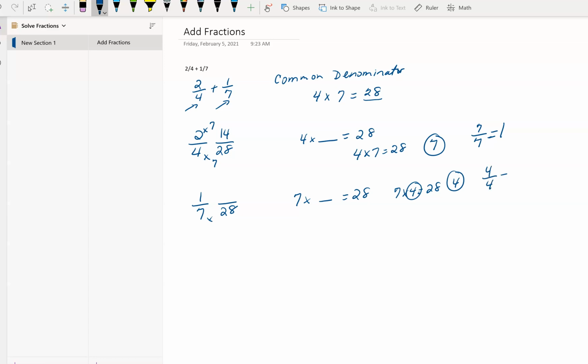And again, I'm going to be multiplying by 4 over 4. Notice I have to multiply both the numerator and the denominator. 1 times 4 is 4, and there's my 7 times 4 is 28. Now I put the two fractions next to each other so I can add. I'm going to add the numerators, and I'm going to keep the common denominator.